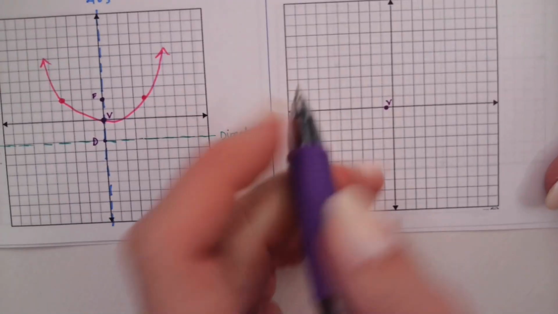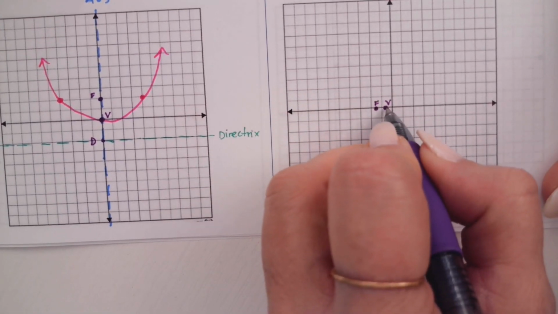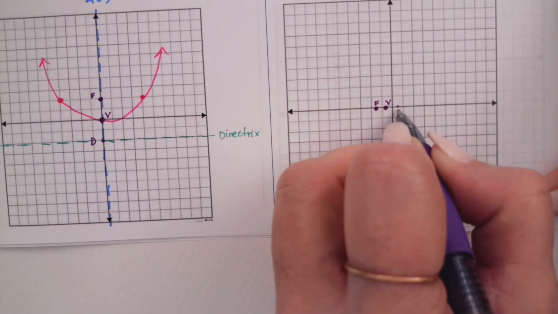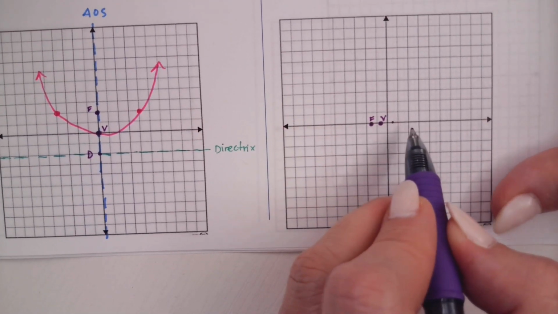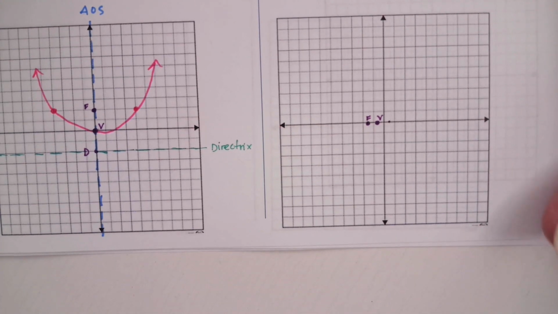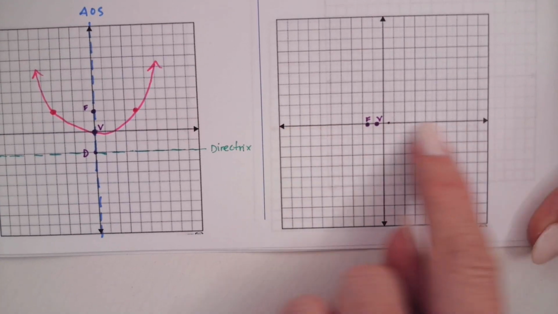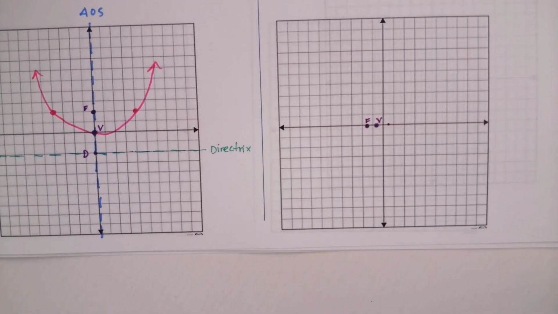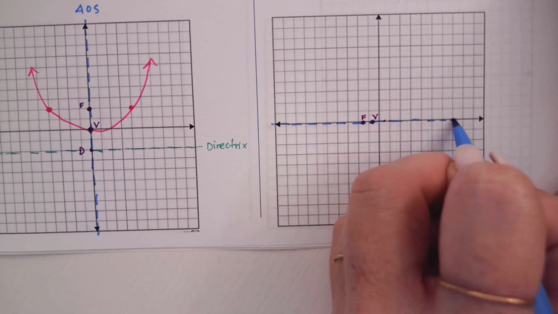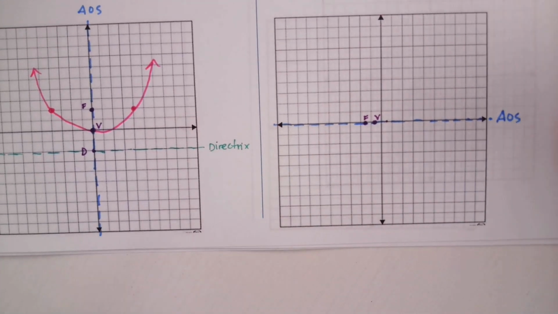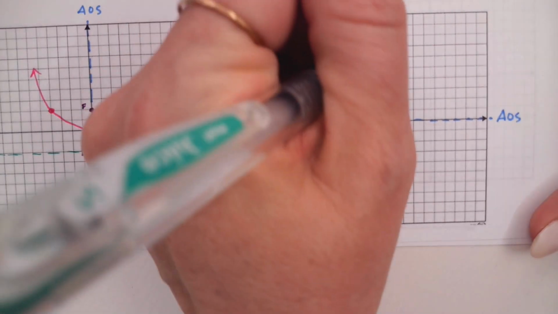So I'm going to graph my focus 1 unit to the left, label it. I'll graph my directrix, which is 1 unit behind. Okay, but remember, the directrix is not a point. It's an actual line that's going to be perpendicular to the axis of symmetry. So my axis of symmetry is going to be a horizontal line going through the focus and the vertex. I'm going to go ahead and graph that. This one's my axis of symmetry. My directrix then will be perpendicular to this line, but again, 1 unit behind the vertex.